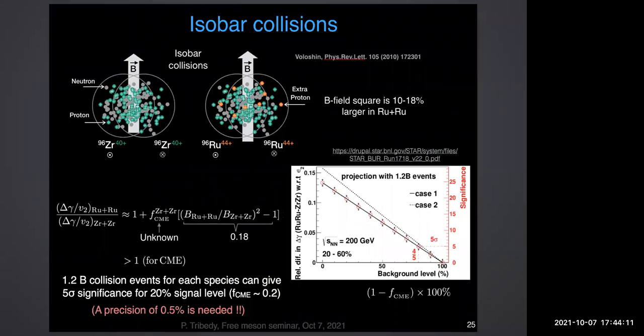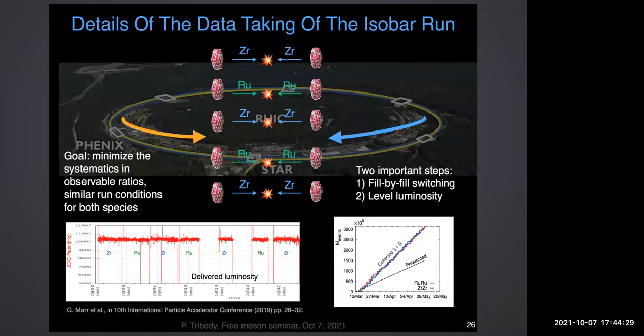This is based on statistics, and the main problem is that even if you achieve a statistical precision of 0.5% based on the number of events, you have systematics that could always be large and kill the nice experiment. To reduce systematics, at RHIC we collided zirconium for about 20 hours, and then we switched to ruthenium. Then again we switched to zirconium, going back and forth between the species.